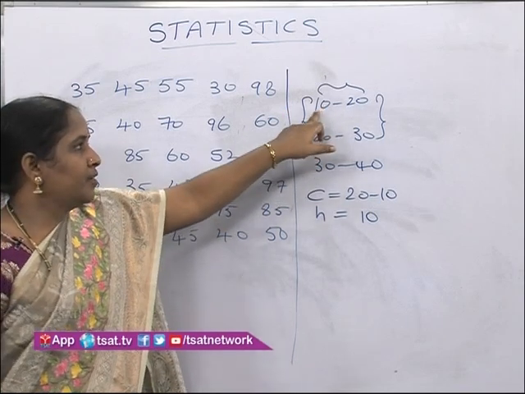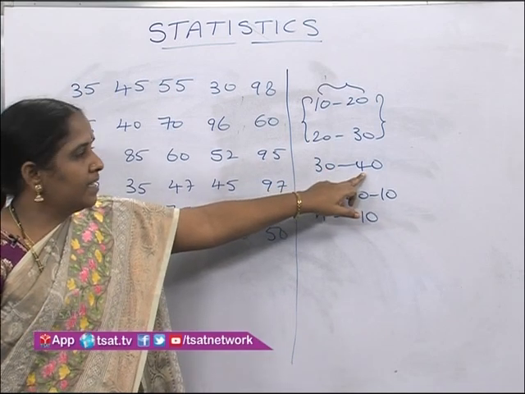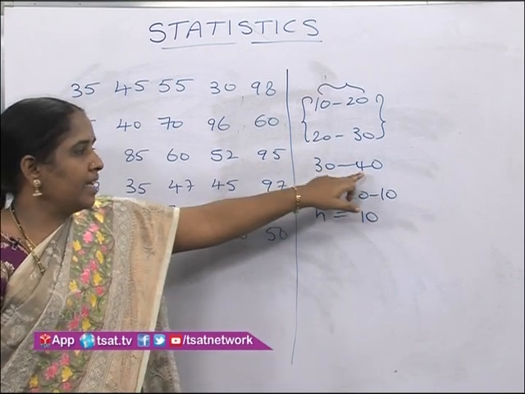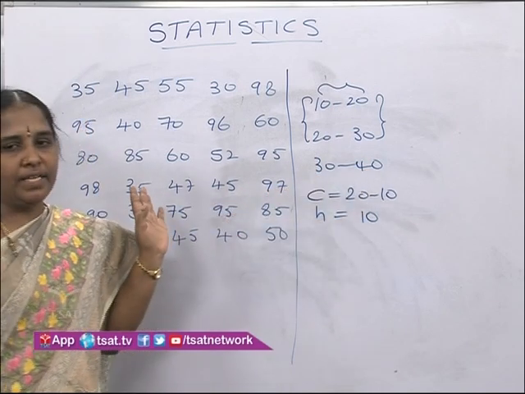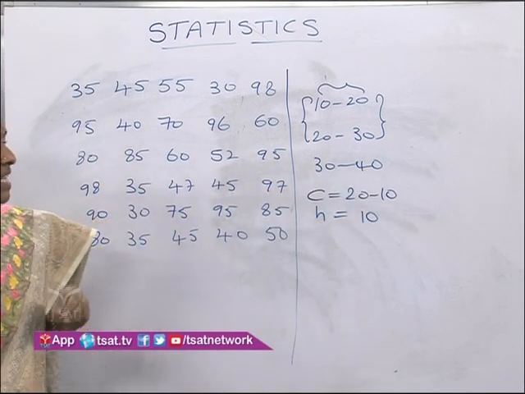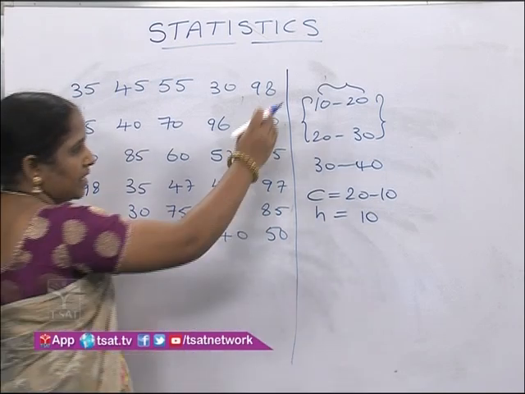particular class. So you can consider any particular class here, 30, 40, right? In this class, lower boundary is 30, upper boundary is 40. The difference is 40 minus 30 is equal to 10. So we can find the size of the class in 3 different ways. And this is for exclusive type.